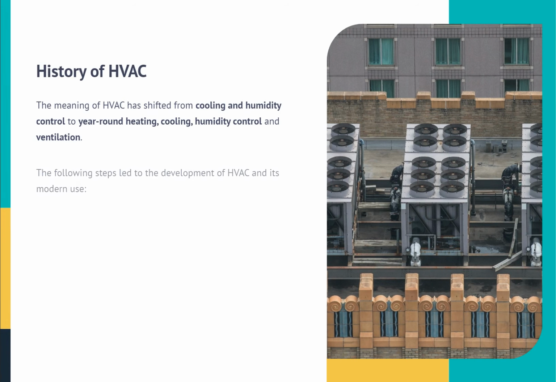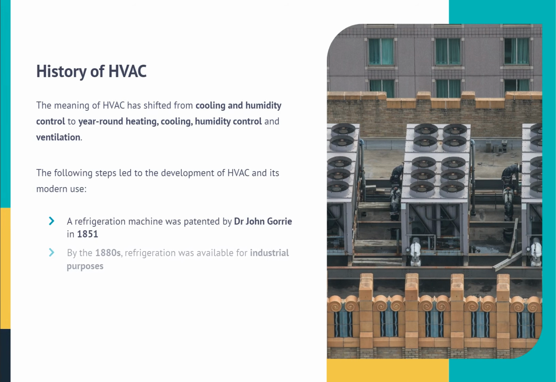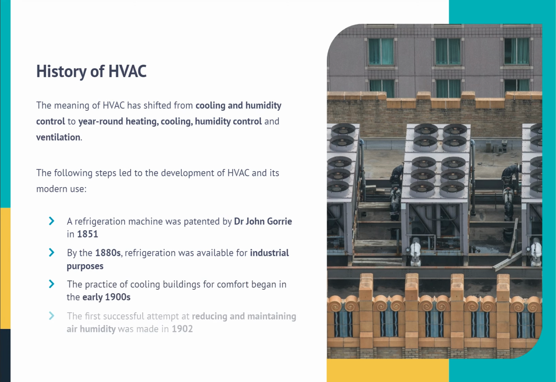History of HVAC. The meaning of HVAC has shifted from cooling and humidity control to year-round heating, cooling, humidity control and ventilation. The following steps led to the development of HVAC and its modern use. A refrigeration machine was patented by Dr. John Gorrie in 1851. By the 1880s, refrigeration was available for industrial purposes. The practice of cooling buildings for comfort began in the early 1900s. The first successful attempt at reducing and maintaining air humidity was made in 1902.